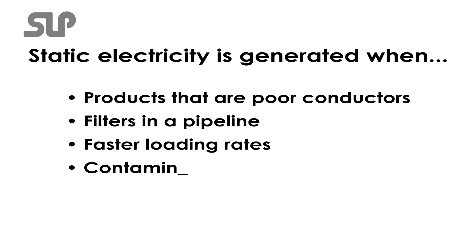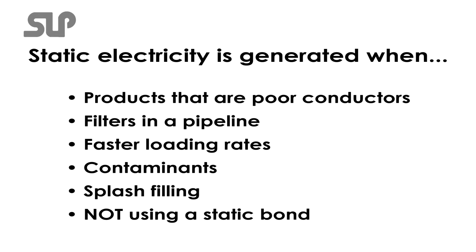If the product is contaminated or mixed with other materials or other products, these materials or products also create friction when they mix together during loading and increase the buildup of static electricity. If you splash fill product into a tanker compartment or a drainage container, the increased turbulence creates static electricity at a higher rate. Filling a container that's not connected with a static bond cable to a tanker or gantry will insulate the container and its product, not allowing the static electrical charge to equalize with the tanker or gantry.